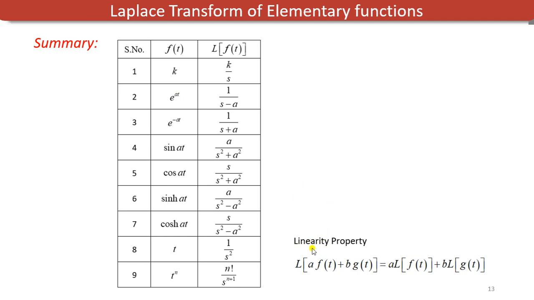and we have a property, namely linearity property, that is L of a f of t plus b g of t is equal to a into L of f of t plus b into L of g of t, where a and b are any constants.